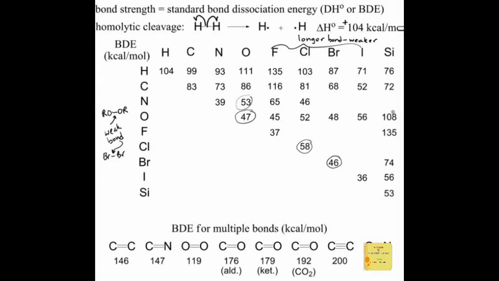I also see a number that kind of jumps out here. Silicon-oxygen is an extremely strong bond. Silicon loves to bond to oxygen. We'll see some examples of that way down the line.